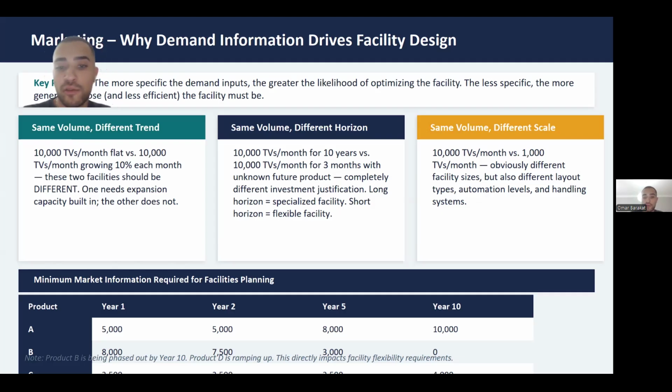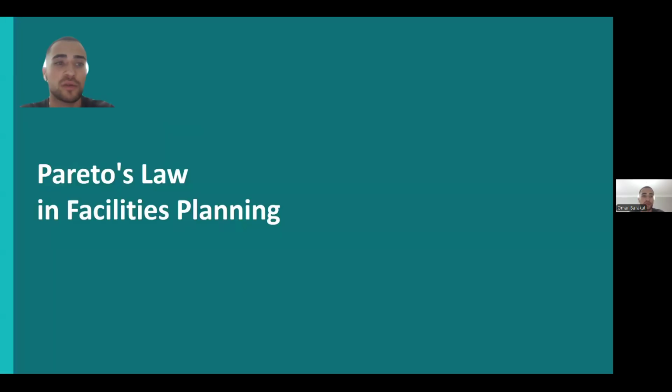The minimum market information table shows volume by product across year 1, 2, 5, and 10. Notice product B goes to 0 by year 10, being phased out. Product D starts at 0 and then ramps up. This tells the facility planner that product B equipment should not be permanently installed, and product D capacity needs to be planned for future expansion.